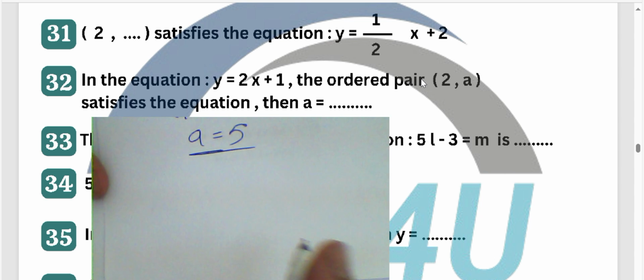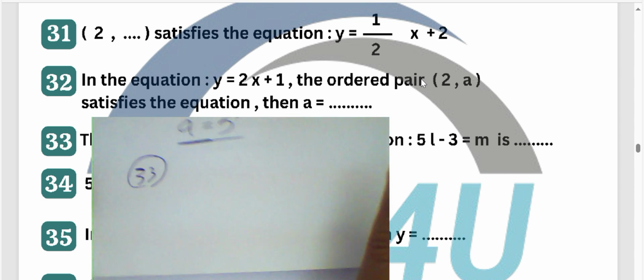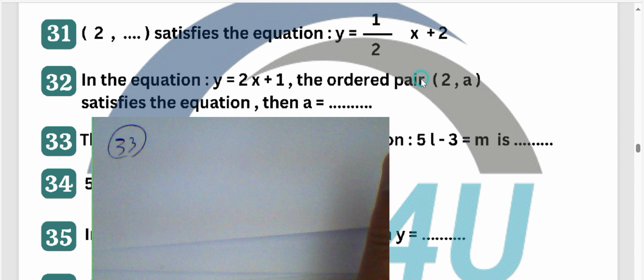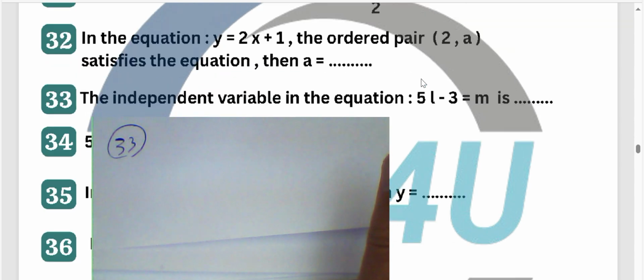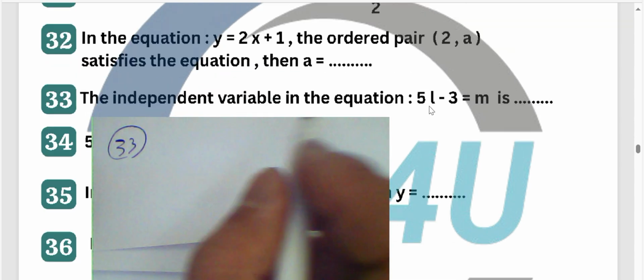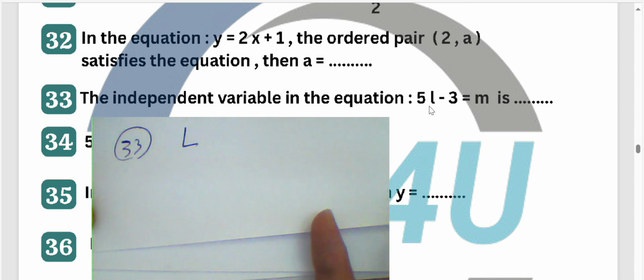Question 33. The independent variable in the equation will be L. L is independent and M is dependent. So the result: independent, L.